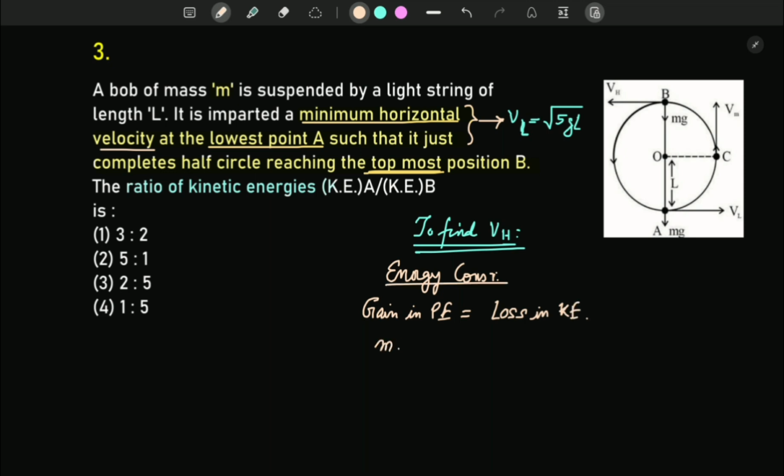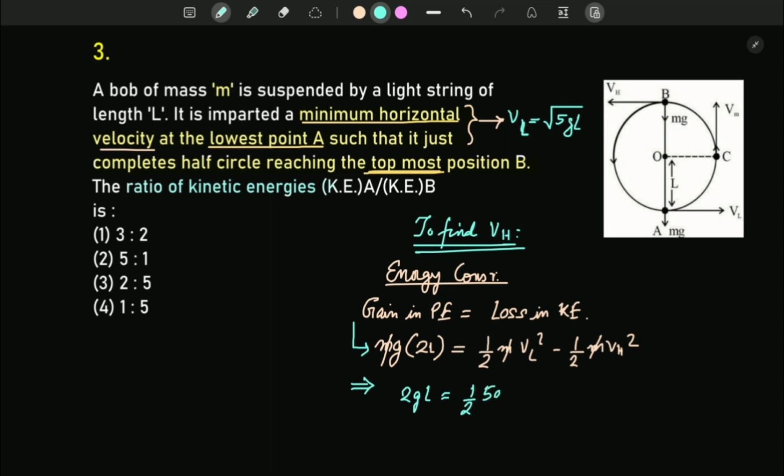So what is the gain in potential energy? It is mg times 2L. So mg 2L equals half m VL square minus half m VH square. Now from here I am cancelling out m. So we are getting 2GL equals half VL square, which is 5GL, minus half VH square.